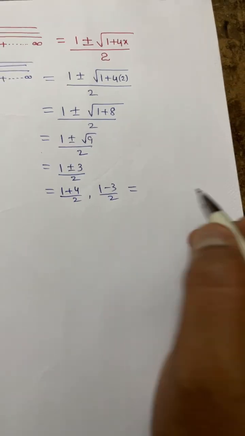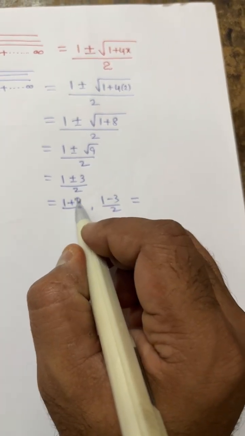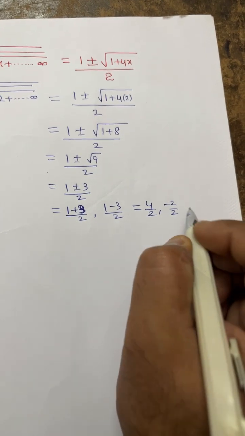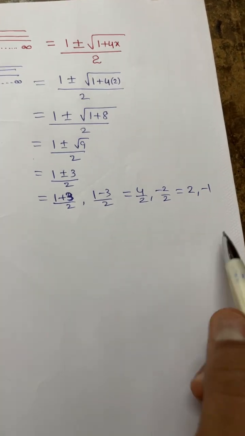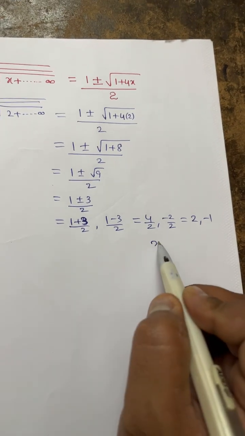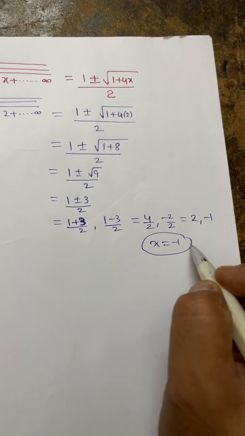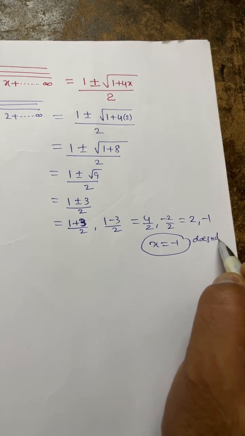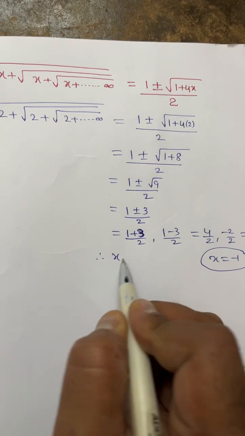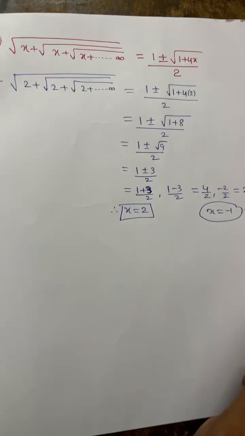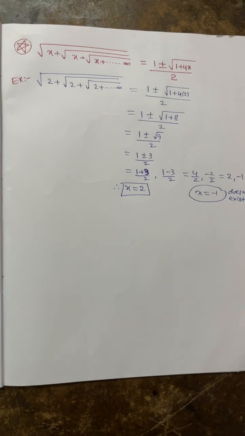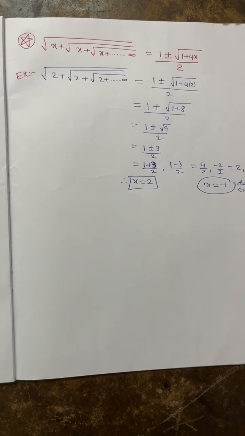1 plus 3 by 2, sorry. So 4 by 2, comma minus 2 by 2. That is equal to 2 comma minus 1. Among these two values, which one do we have to consider? x is equal to minus 1 does not exist. So obviously x is equal to 2 is the answer. So for this question, the answer is x is equal to 2, dear students.